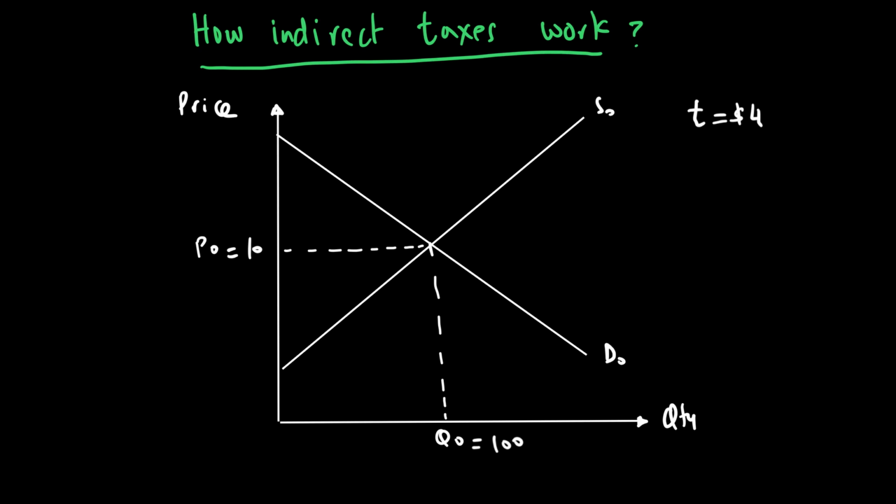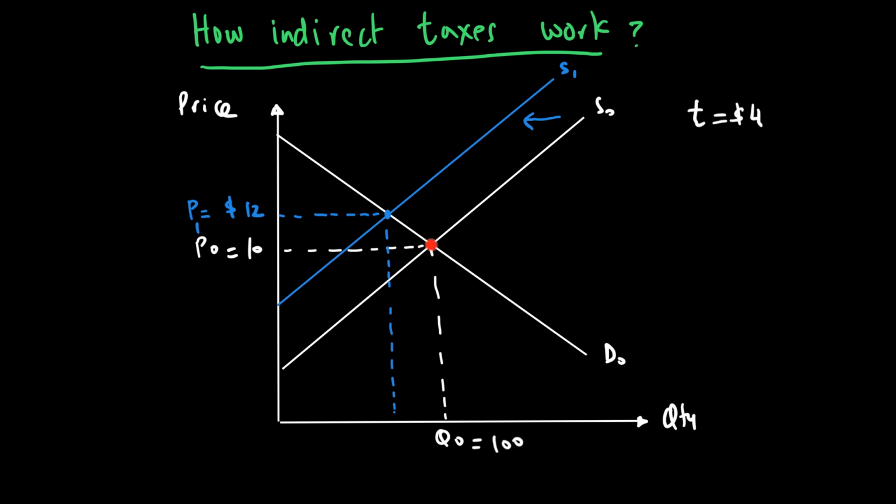So before tax, my price is P naught and quantity is Q naught, right? When you put a tax, the supply curve will shift backward, something like this. When the supply curve shifts backward, supply curve is S1, at the new price P1, because now my supply curve is S1, my demand curve is D naught. At the new price P1, which is this, I'm going to call this price to be $12.